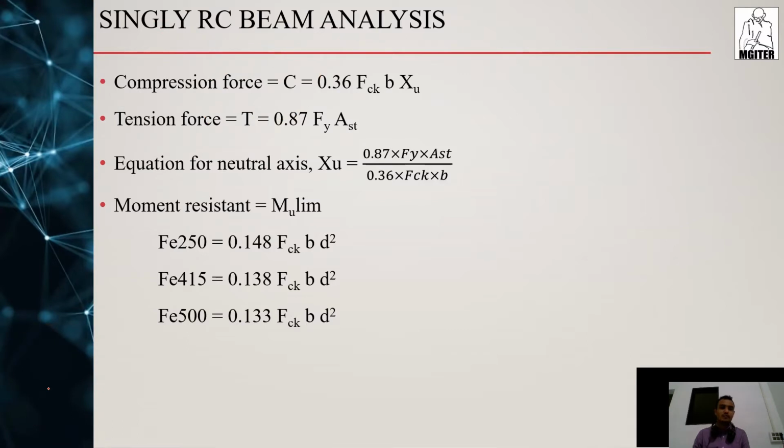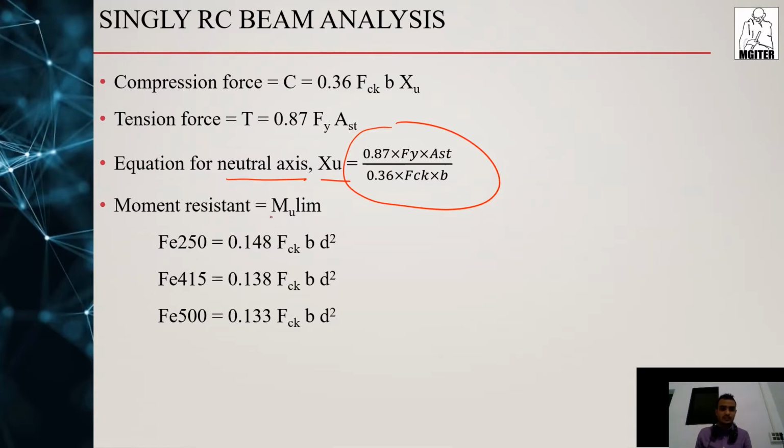This equation will change when we change to a doubly RC beam. Then the equation for the neutral axis: xu = 0.87 fy Ast divided by 0.36 fck b. I hope you note down all these equations. They are useful for the analysis of a singly beam. For the doubly beam we have different equations, but right now we are going to learn singly beam analysis, so please note down these equations.